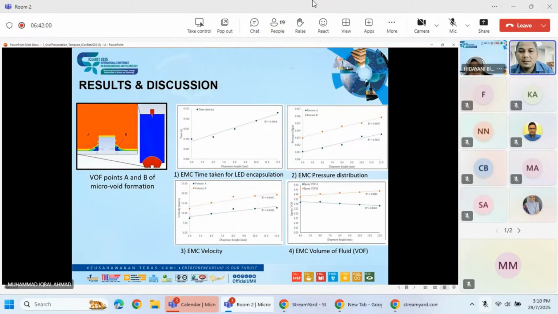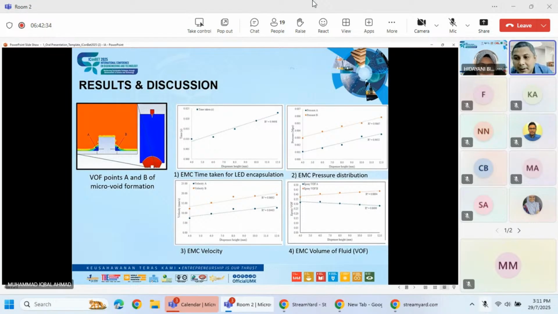Actually there are multiple parameters. One of them is the EMC properties, the dispenser height, and the shape of the chip design itself. For this research, I am only highlighting the dispenser height. So we want to standardize the speed, the chip design, and the EMC properties, all of these factors.